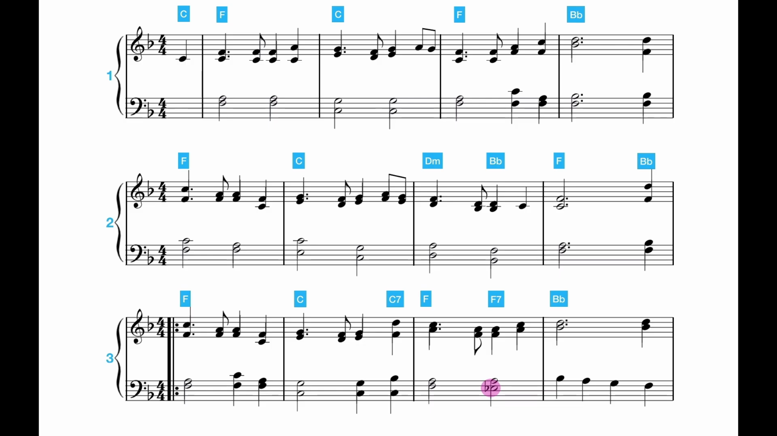To make a chord a 7th, all you have to do is take the root note of the chord and lower it by a whole step. So if you're on an F and you lowered it by a whole step, you'd be on an E flat. And that's what the 7th chord is. But it's written in there for you, so you don't need to remember that about the chord.